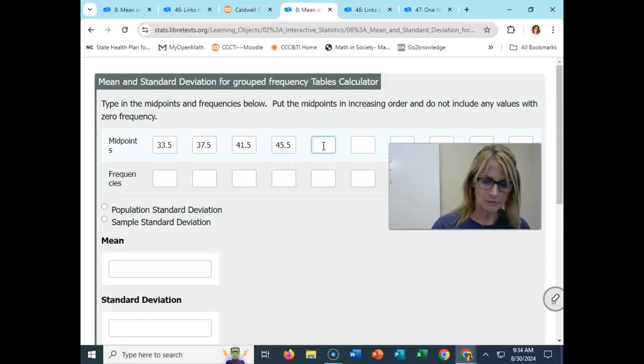Some people were going between 48 and 51, so the average of that would be 49.5.